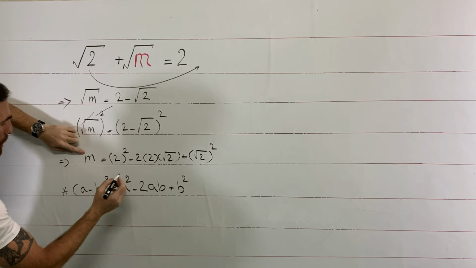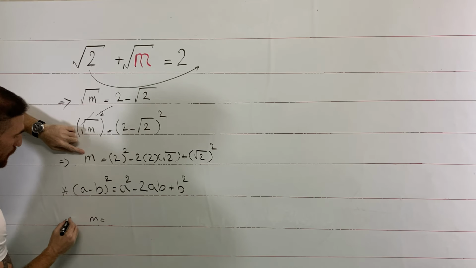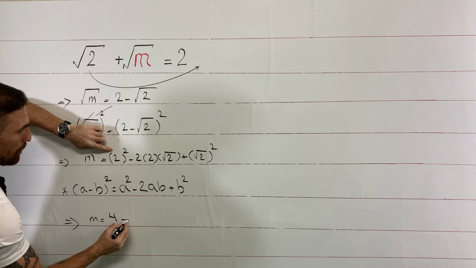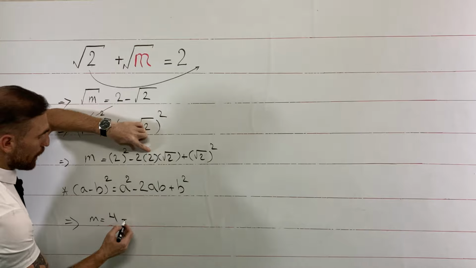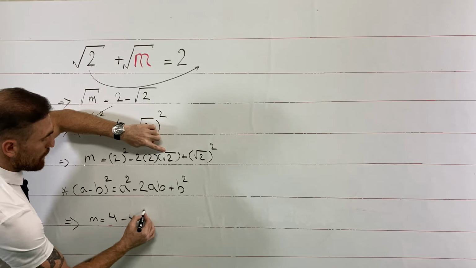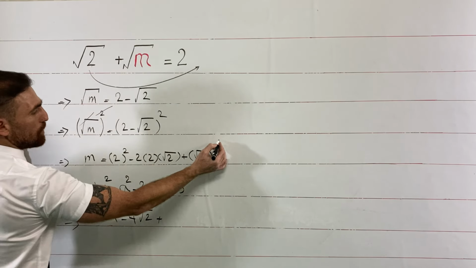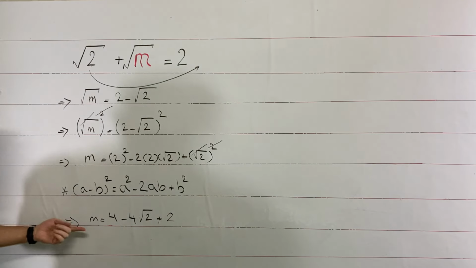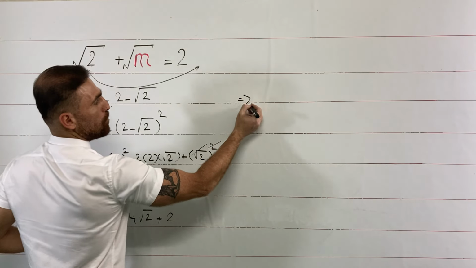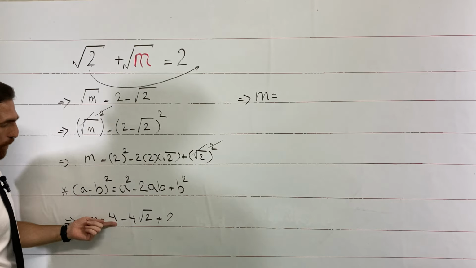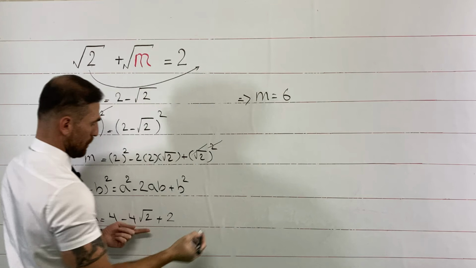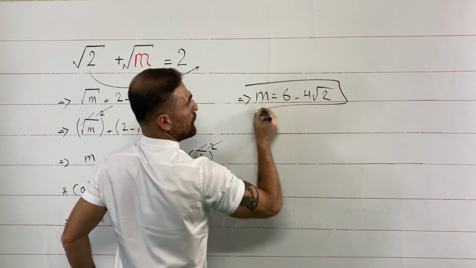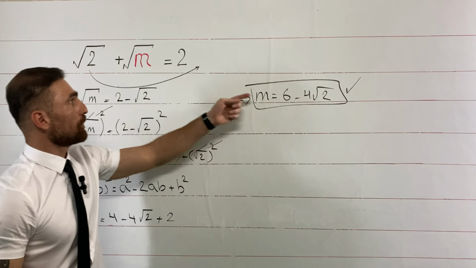Let's continue simplifying. The m is going to be, look, first term, this one, 2 to the power of 2 is 4, right? Minus 2 times 2, 4. So I write here minus 4 times this square root of 2, plus these two as exponent, this square root can be cancelled off. So here we have 2. Let's see what do we have. Left side we have m equals 4 plus 2, 6, minus 4 square root of 2. So this is going to be the value of m, or the answer of this equation.